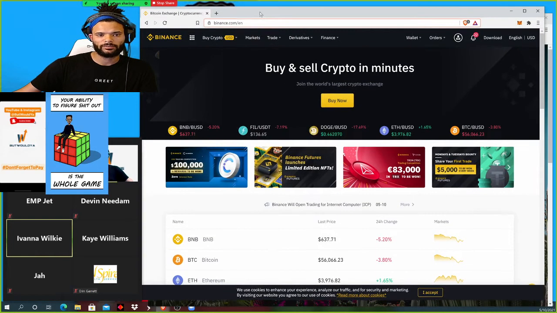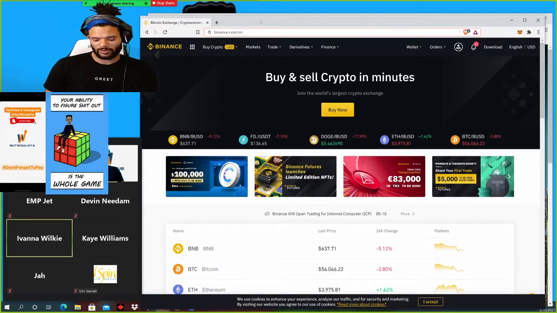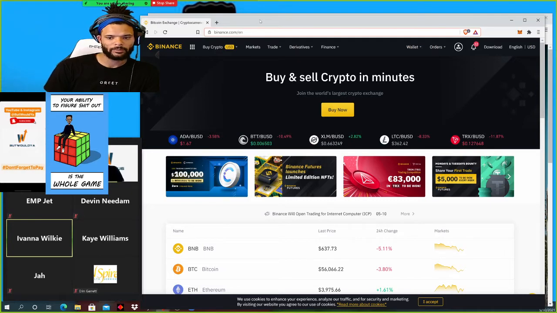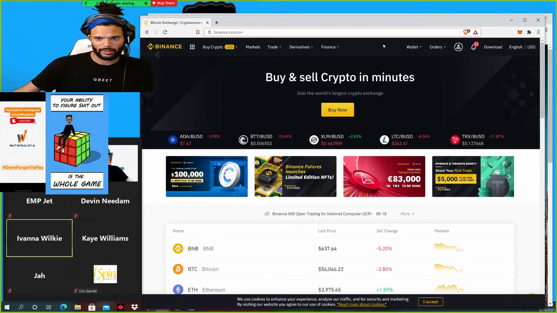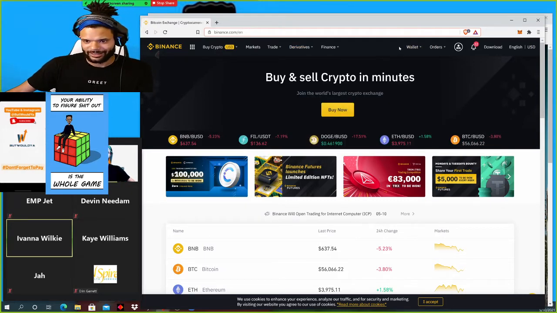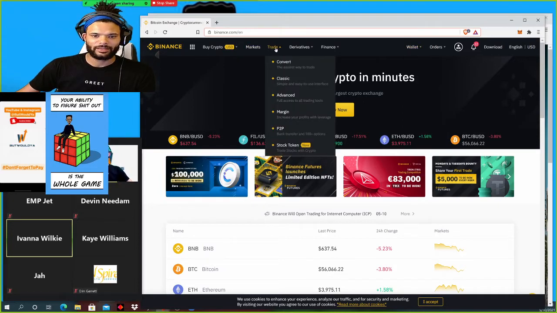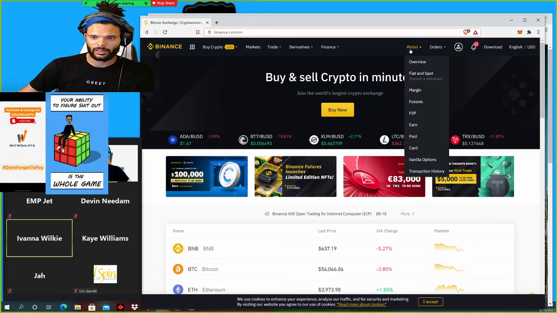So once we get logged into Binance, guys, you have your VPN, you got it set up, you make sure it's on, you go to Binance.com, you get to here, and you're like, okay, I've never been on this site. The best thing about the site is this tool right here. You go to trade and convert. But first, we don't have any money on here, right? So we got to get our money on here.